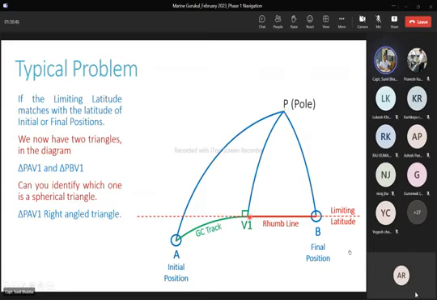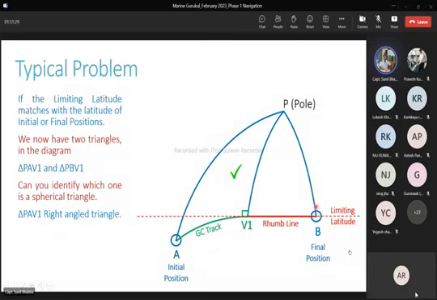Out of them, the spherical triangle is the PAV1 triangle. It's a spherical triangle, and not only that, it's a special spherical triangle because we have a right angle at vertex 1. At the vertex, the great circle track runs in the east-west direction, that is 090/270 direction, and it is at right angles to the meridian which runs in the north-south direction. So angle V1 here is a right angle, and triangle PAV1 is a spherical triangle. This is the spherical triangle which we have.